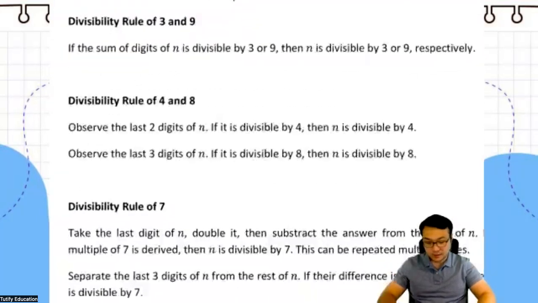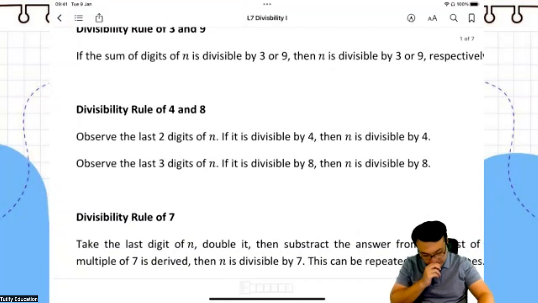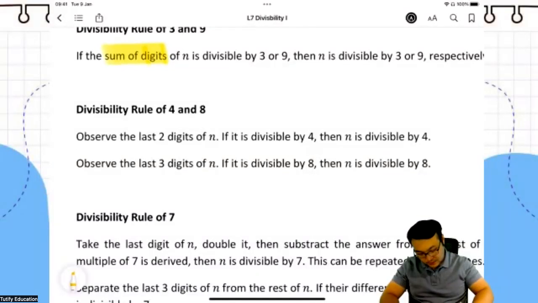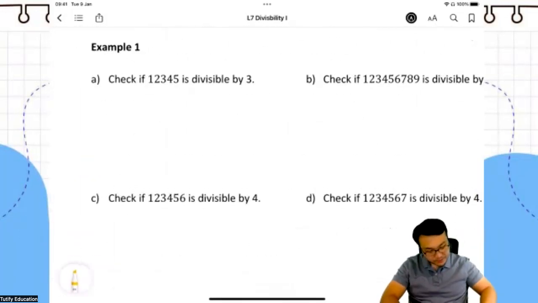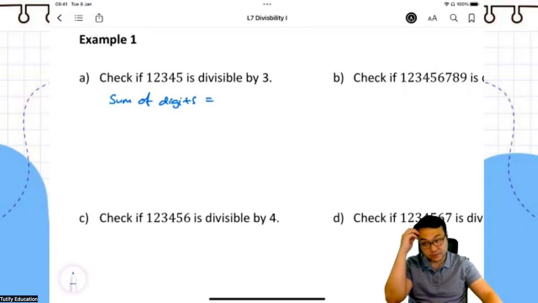So let's take a look at 3 and 9. They have the same rule. You just need to take the sum of their digits. So what's the meaning of sum of their digits? For example, students, if I want to determine if this number is divisible by 3, all I need to do is take every single digit and add them up. So I find the sum of their digits. And that will give me 1 plus 2 plus 3 plus 4 plus 5, which is 15.